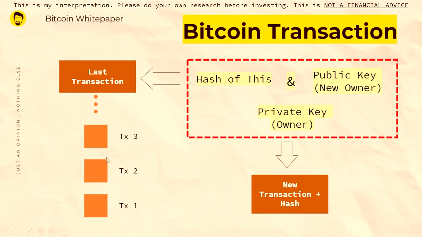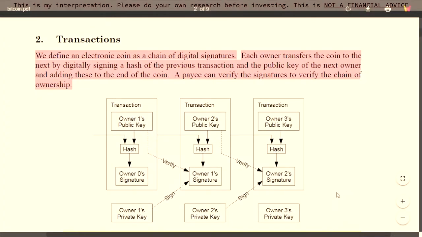There are a lot of transactions or blocks going on, and the last transaction has its hash, and the public key of the new owner, whoever the payee is, the one the transaction is paid to. So this, along with the private key of the current owner of the last transaction, is hashed to create a new transaction and the hash of that new transaction. Okay, slightly tricky, but yeah, that's how it works.